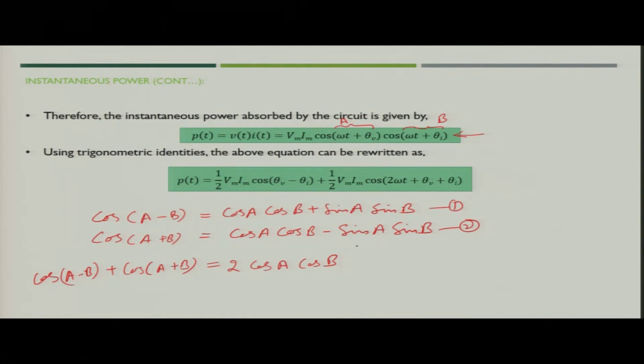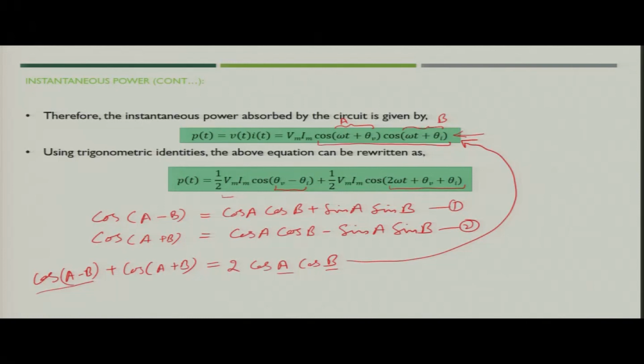Now, if you correlate this equation with the term of cos A cos B, because A we have assumed as omega t plus theta V and B we have assumed as omega t plus theta I, and substitute the terms of A and B, you will get the equation: 1 by 2 Vm Im cos(theta V minus theta I) plus 1 by 2 Vm Im cos(2 omega t plus theta V plus theta I), because A minus B will become theta V minus theta I and A plus B will become 2 omega t plus theta V plus theta I.